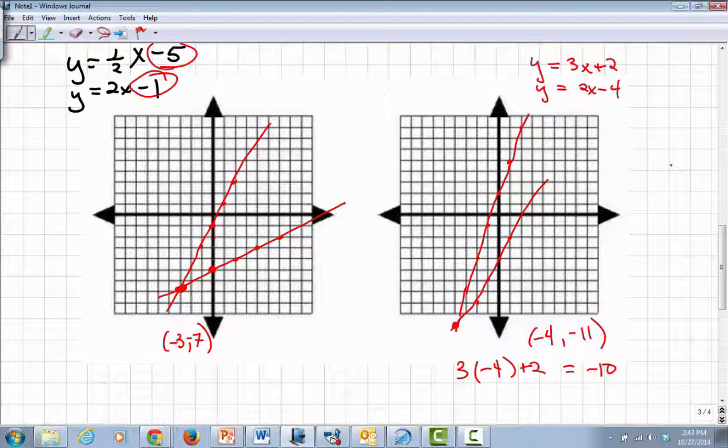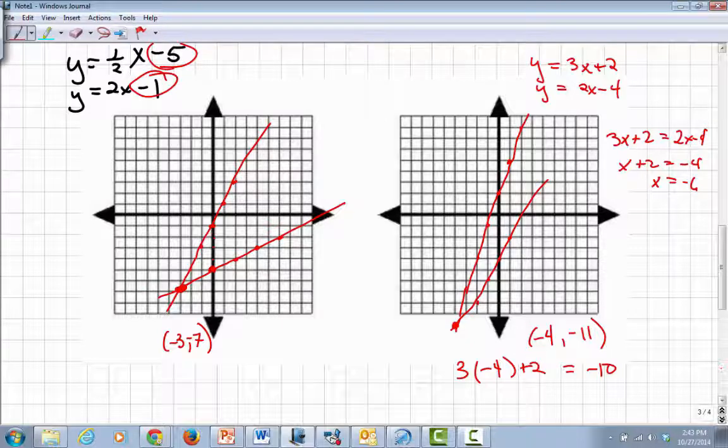The other way that you guys can do this, and we're going to talk about this later, is notice that the y's are equal here. I can set these two together. 3x plus 2 equals 2x minus 4, and solve for x. And that's how you can find your x value. So if you subtract 2x from both sides, I get x plus 2 equals negative 4. And then subtract 2, so I have x equals negative 6. So my x value should have been negative 6. And then plug that back in to find y. We're going to talk about that later in the week. Okay?